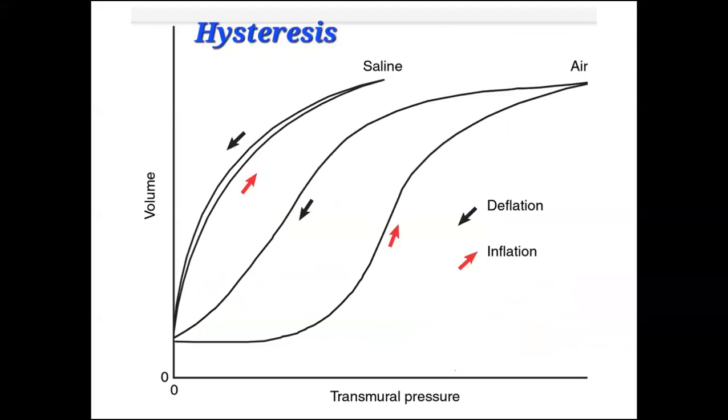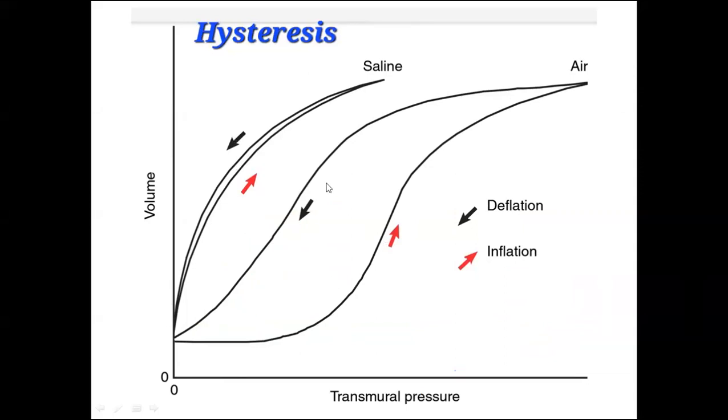So one more concept is hysteresis. There are two graphs here. One is inflating the lung with saline, and another one is inflating the lung with air. In saline, you can see they just go up and come down in the same pathway. But here you can see the inflation curve, that is, when the lung is inflating, it's different. When the lung is deflating, it's different.